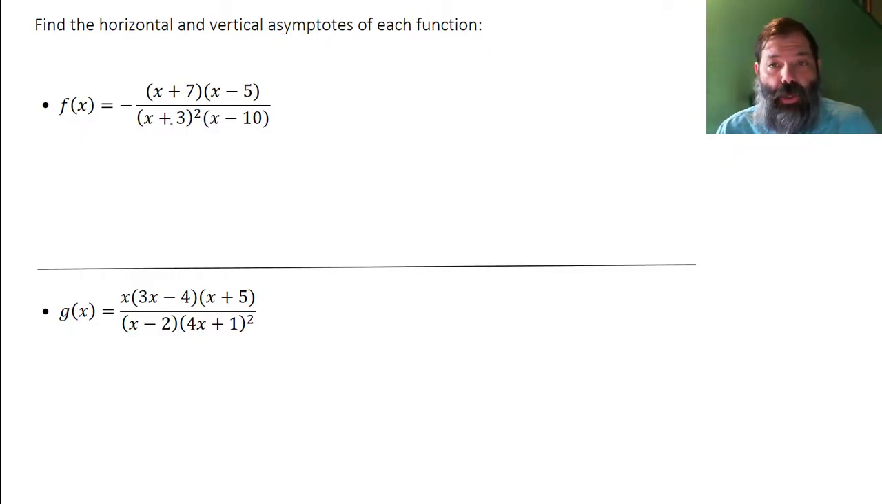Here we are asked to find the horizontal and vertical asymptotes for each function. Our first function is given as f of x is negative x plus 7 times x minus 5 over x plus 3 squared times x minus 10. So first the horizontal. Let's focus first on horizontal.